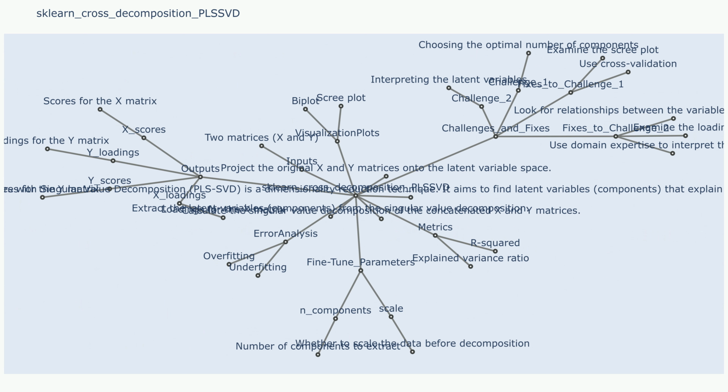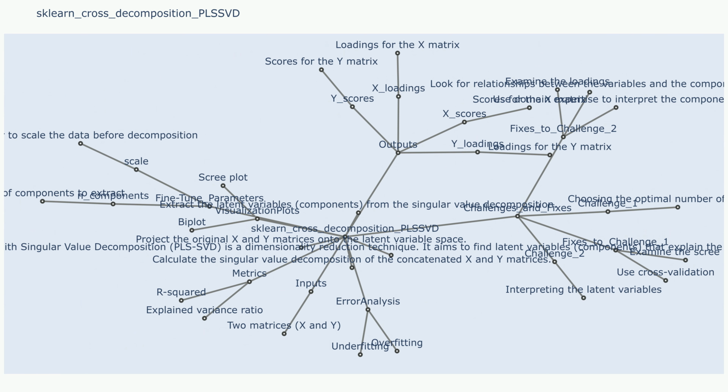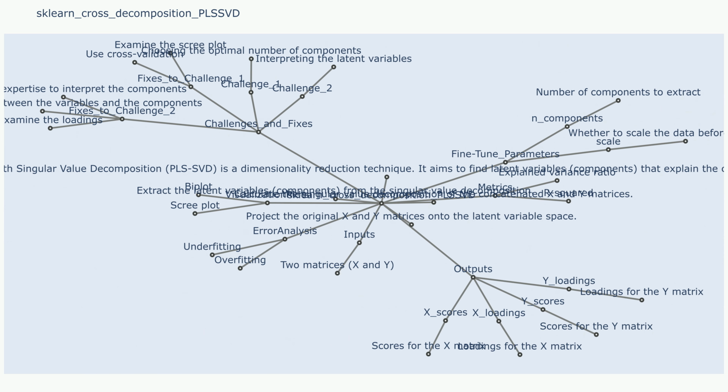Metrics: R2X, the proportion of variance explained in the X data by the model. R2Y, the proportion of variance explained in the Y data by the model. Visualization plots. A scree plot, showing the singular values, which helps identify the optimal number of components to retain. Scores plot, a scatter plot of the X scores and Y scores, visualizing the relationship between the X and Y data in the lower dimensional space of the latent variables.